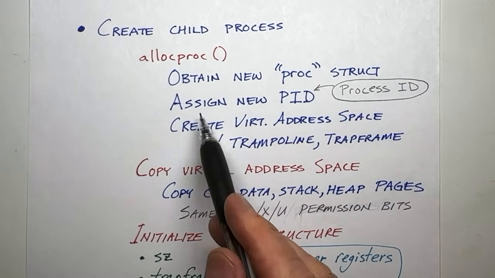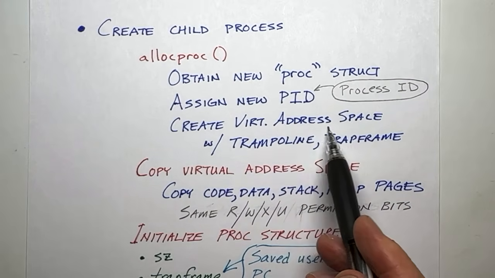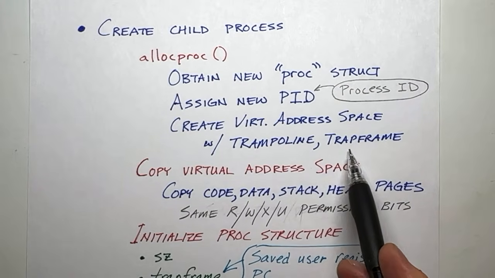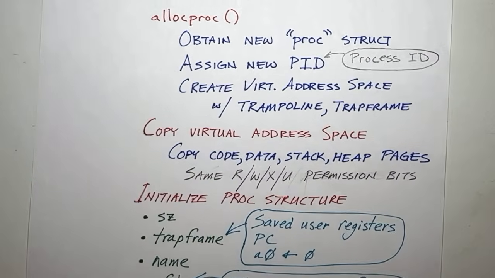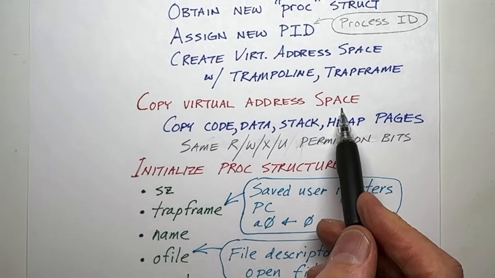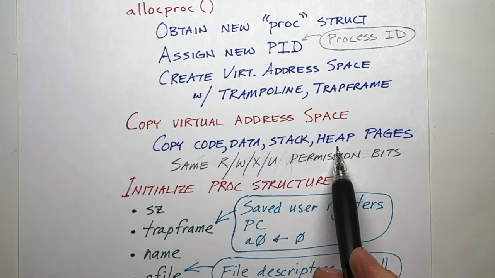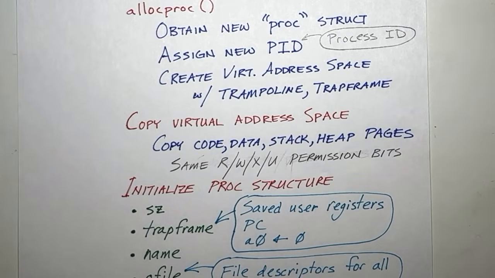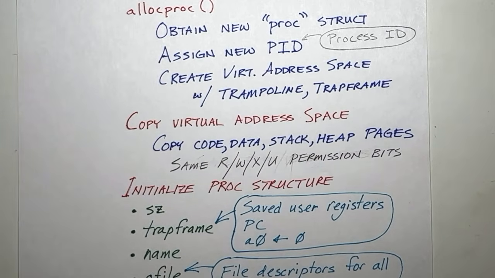It starts by giving this proc structure a new process ID. Then it creates an empty address space and adds mappings for the trampoline and trap frame pages. Then, after the allocproc function returns, we copy the parent's virtual address space into this new address space. So, every code, data, stack, and heap page from the parent process is copied and added to the child's virtual address space. The permissions for each page in the child process will be set to exactly the same permissions that were on the corresponding page in the parent's virtual address space.